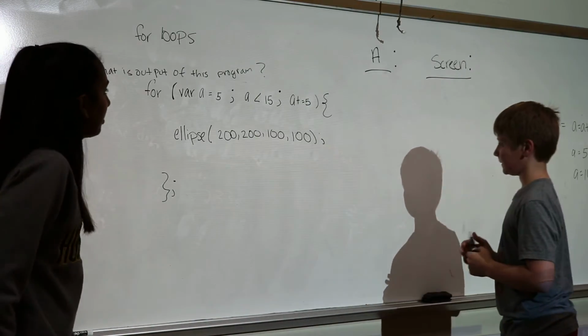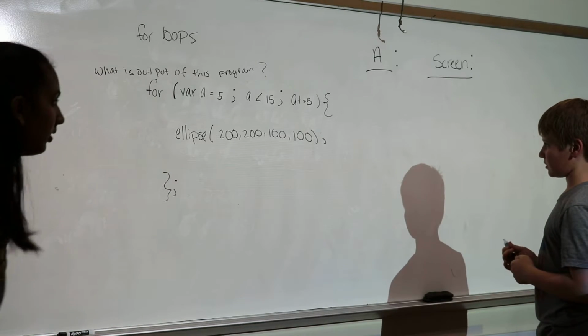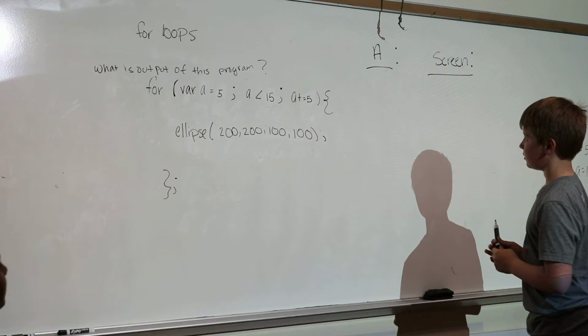That's good. So at the beginning of our program, what does A start out to be? It starts out as 5. Right. So on your chart under A, for our first run through, let's put 5.